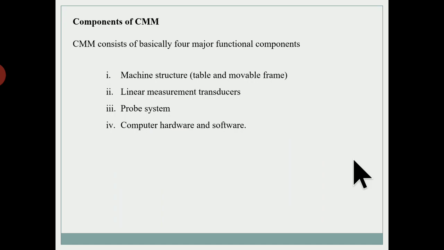Next, the components of a CMM. A CMM consists of basically four major functional components. They are: first, the machine structure, that is a table and a movable frame. Second, linear measurement transducers. Third, a probe system. And fourth, computer hardware and software. We can discuss each component individually.